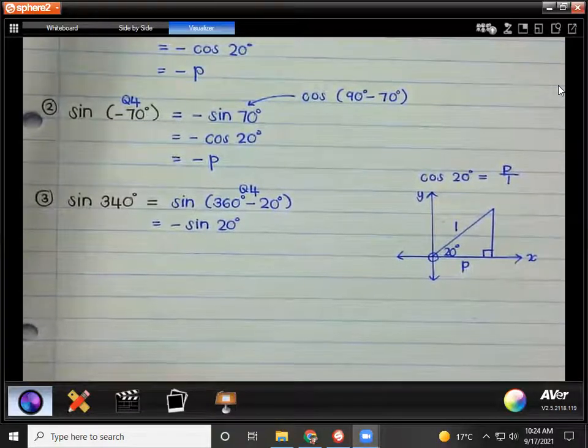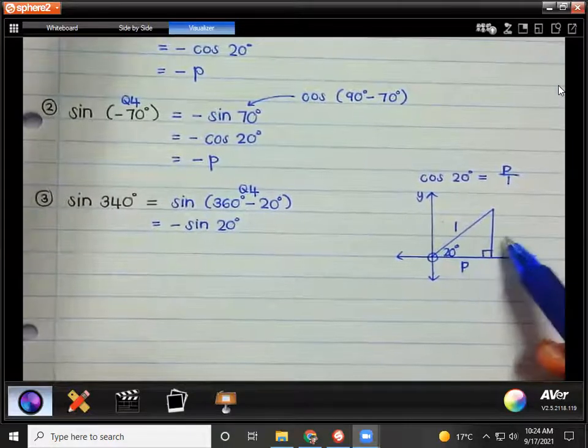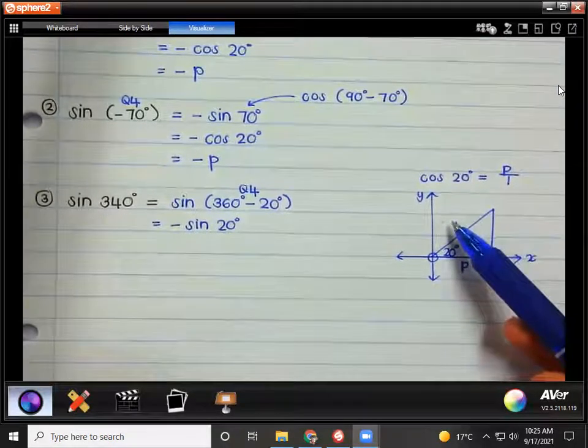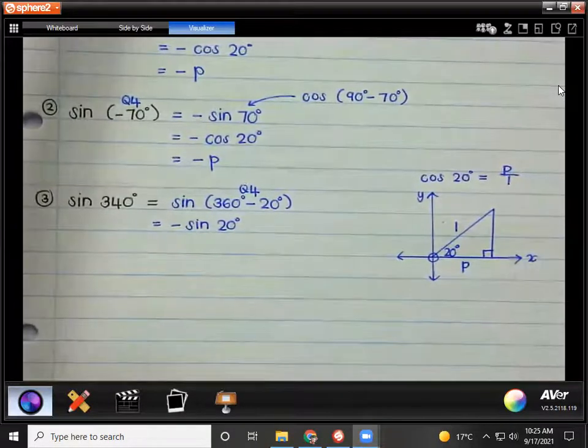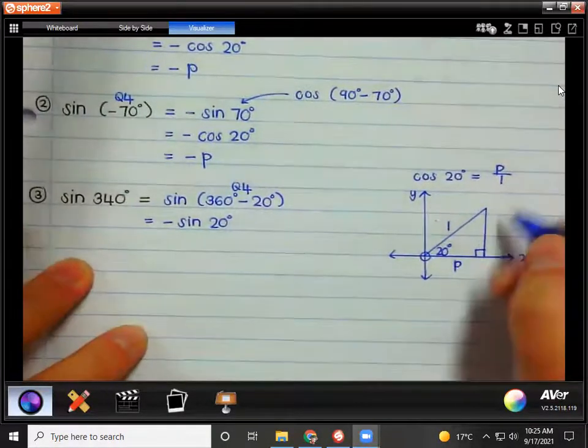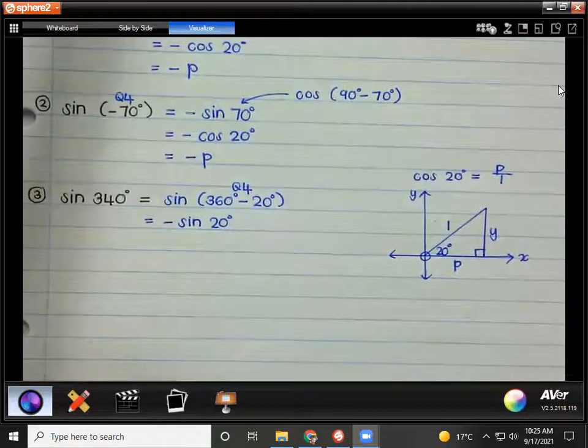Now, if I want to find sine 20, I can use this triangle. Because sine is opposite over hypotenuse, but I need my opposite side. How can I find that? Pythag. So what shall we call this side? Can we call it y? Because it's the y length. You can call it whatever you want. I'm just making it y.